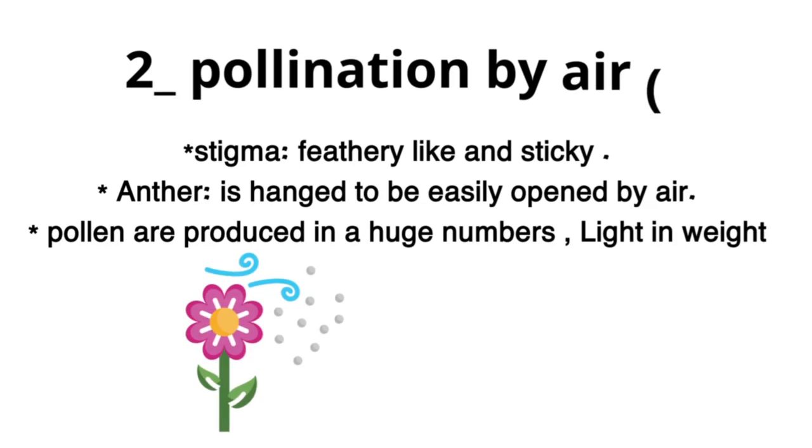Number 2, pollination by air or wind. Also, it has many conditions. Number 1, the stigma is supposed to be feathery and sticky. Number 2, the anther is hanging, so it is easily opened by air. Number 3, pollen is produced in huge numbers because most of the pollen will be lost in the air. And also, it's supposed to be light in weight, so wind can carry the pollen.